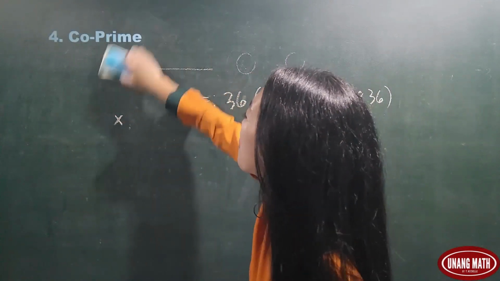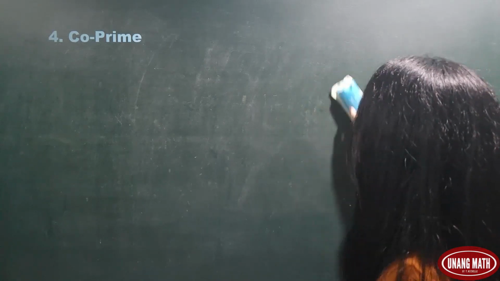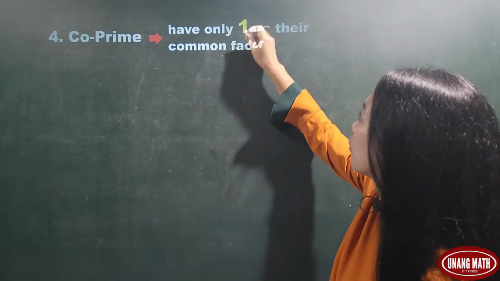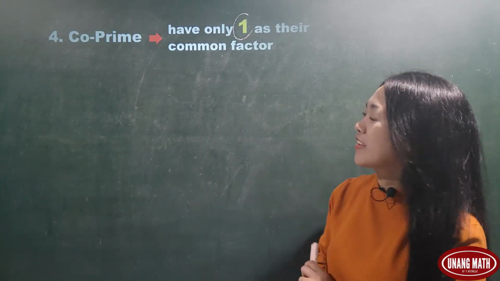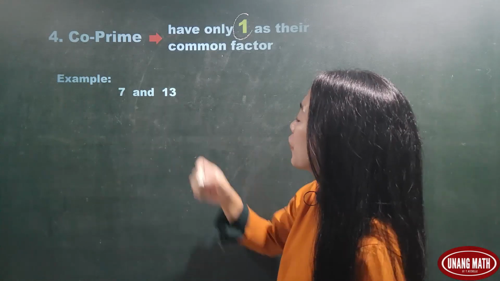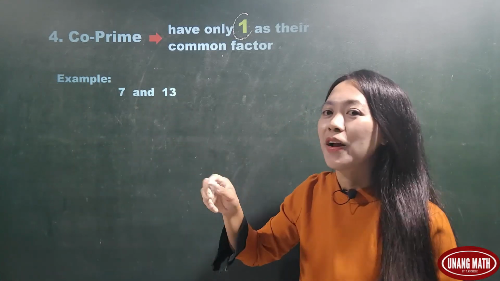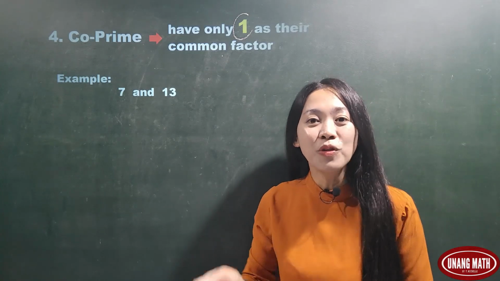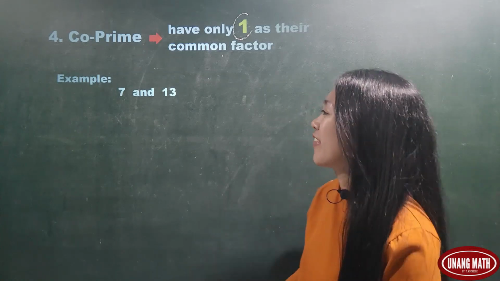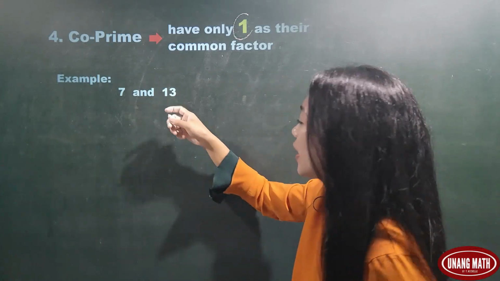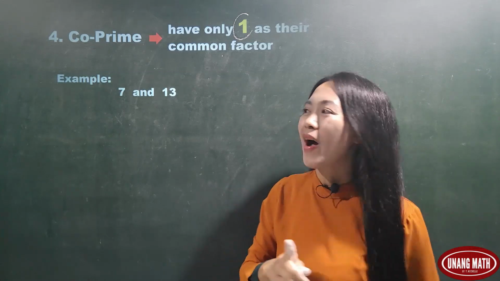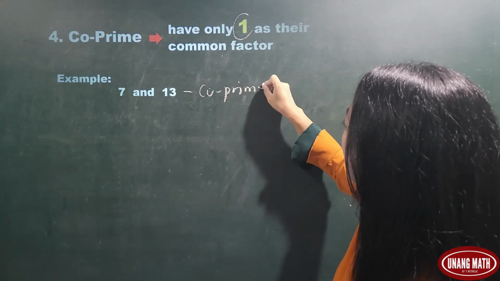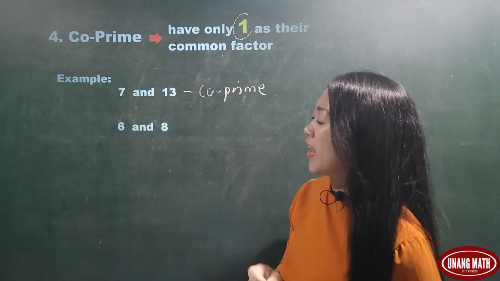Okay, let's move on to co-prime. Numbers are co-prime when the only common factor is 1. Okay, example. We have 7 and 13. 7 and 13 are prime numbers. We all know that prime numbers' factors are only 1 and the number itself. It means 7 and 13 common factor is 1. So 7 and 13 are co-prime.